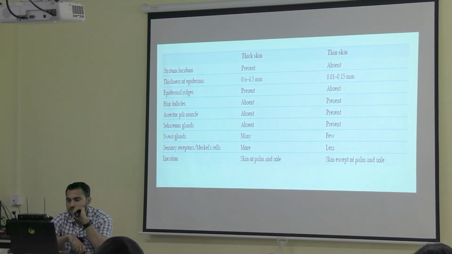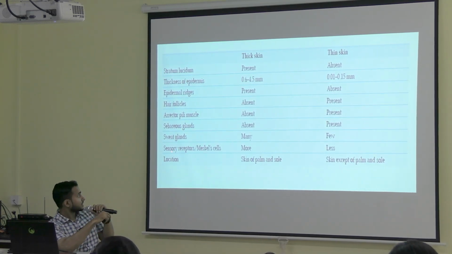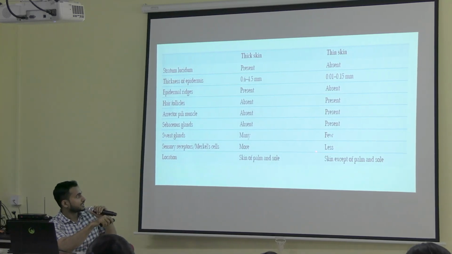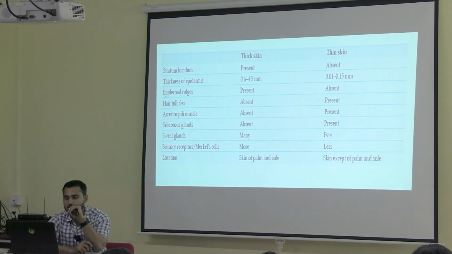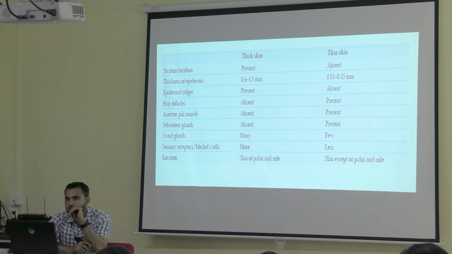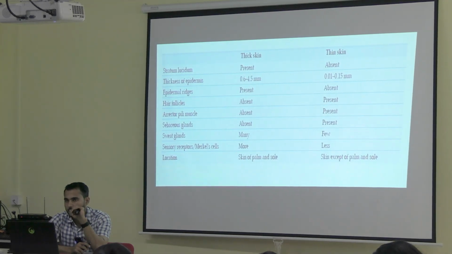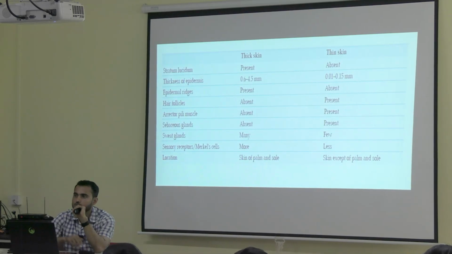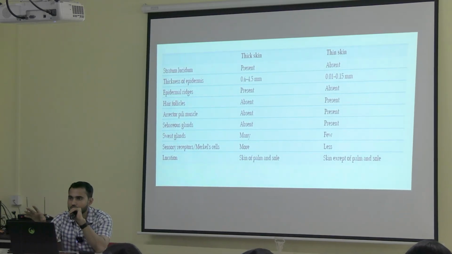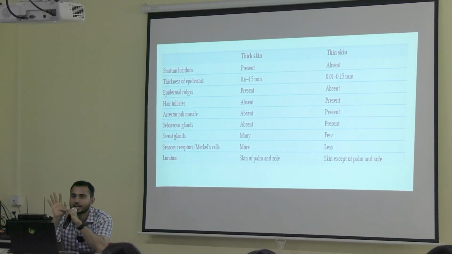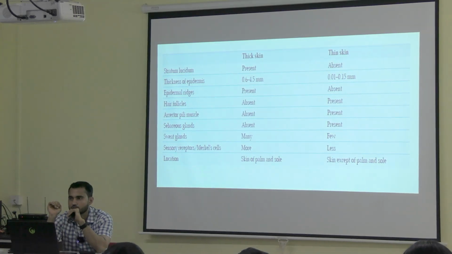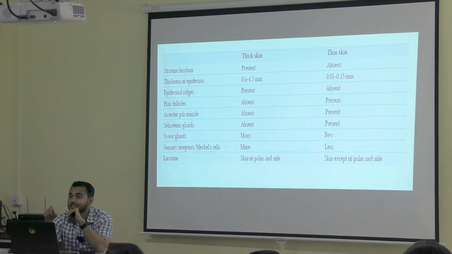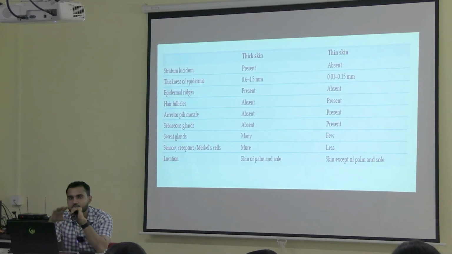Next, some important receptors, as you can see, sensory receptors or Merkel cells. These are more in thick skin. In thin skin, they are less. Next, you can see the location, meaning where the thick and thin skin are located. In most of the area, thin skin is situated. Thick skin is in the palm of the hand and the sole of the foot. Those are the areas where thick skin is situated. In most of the rest of the areas, thin skin is situated.